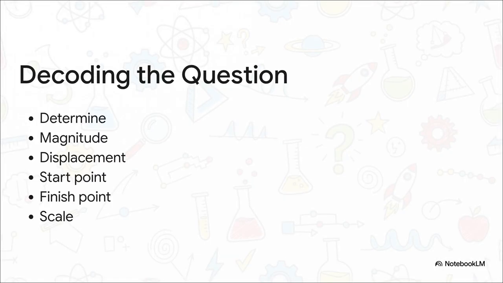Let's break this down. Determine is just a fancy exam word for calculate or work it out. We already know displacement means the straight line distance, and magnitude just means they want the number, the size of it, not the direction. So the plan is super simple. You take your ruler, you measure the straight line from the start point to the finish point, and you'll find it's 6.5 centimeters. Then you use that magic scale we found earlier: 6.5 centimeters times 70 meters for each centimeter, and you get 455 meters. That's it. That's your answer.